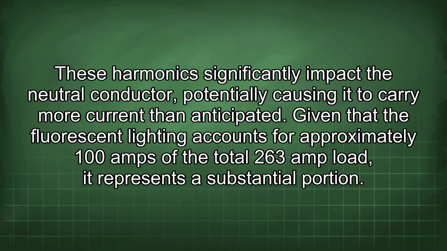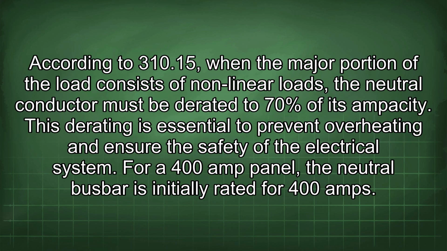Given that the fluorescent lighting accounts for approximately 100 amps of the total 263 amp load, it represents a substantial portion. According to 310.15, when the major portion of the load consists of nonlinear loads, the neutral conductor must be derated to 70% of its ampacity. This derating is essential to prevent overheating and ensure the safety of the electrical system.